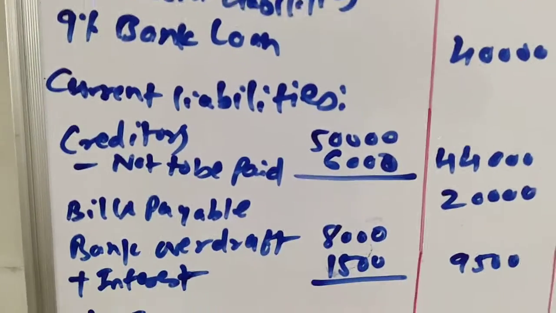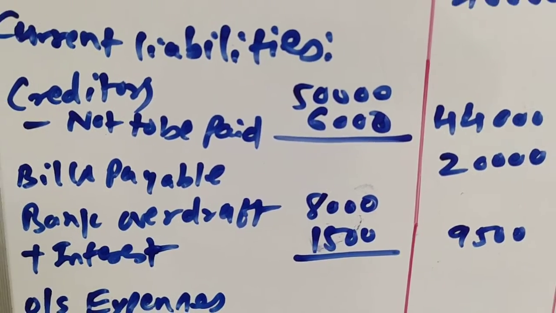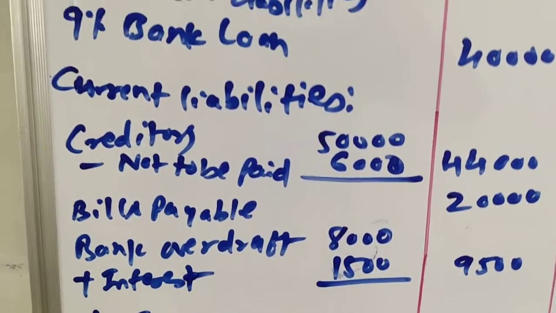It is 20,000. Bills payable rupees 20,000. Liability side of balance sheet.